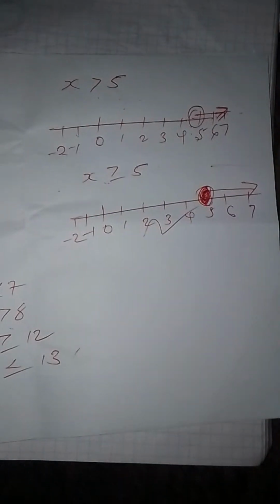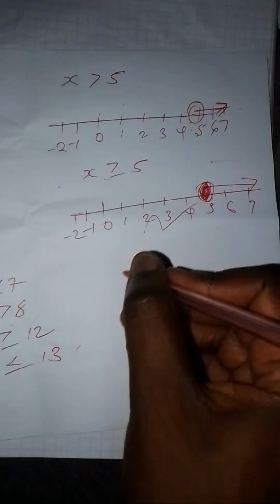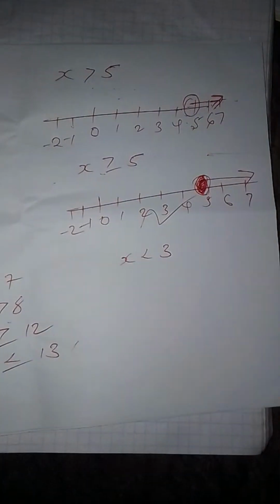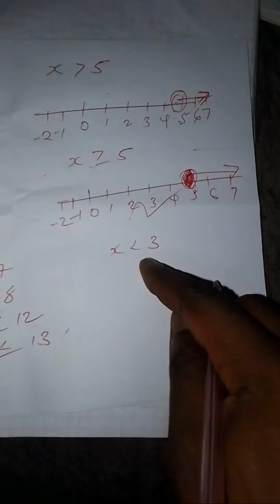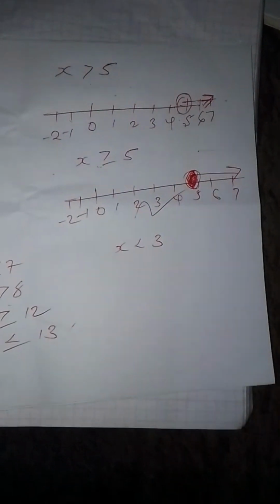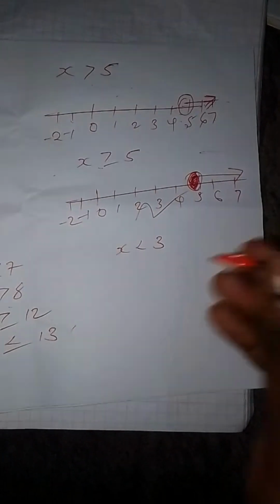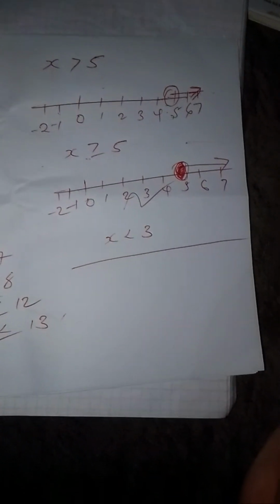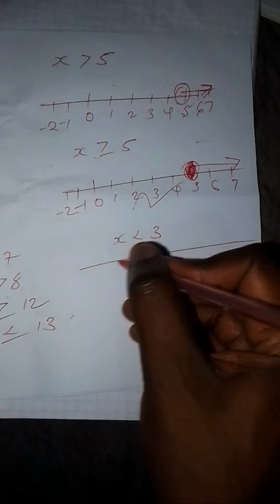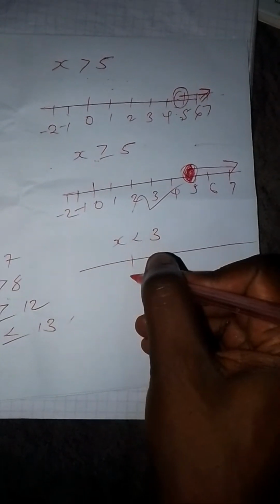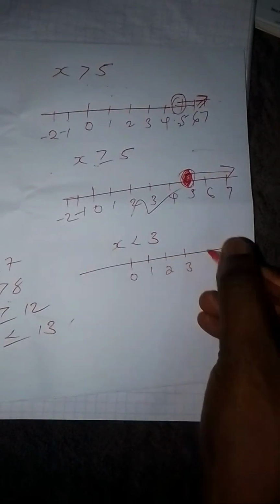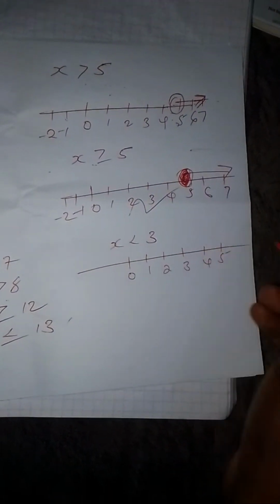So there's another one where we can say that x is less than 3. So when we are given x is less than 3, first thing that we're going to do, as usual, we're going to draw the number line. Then after drawing the number line, from here we are going to indicate 0, then 1, then 2, then 3, then 4, then 5.